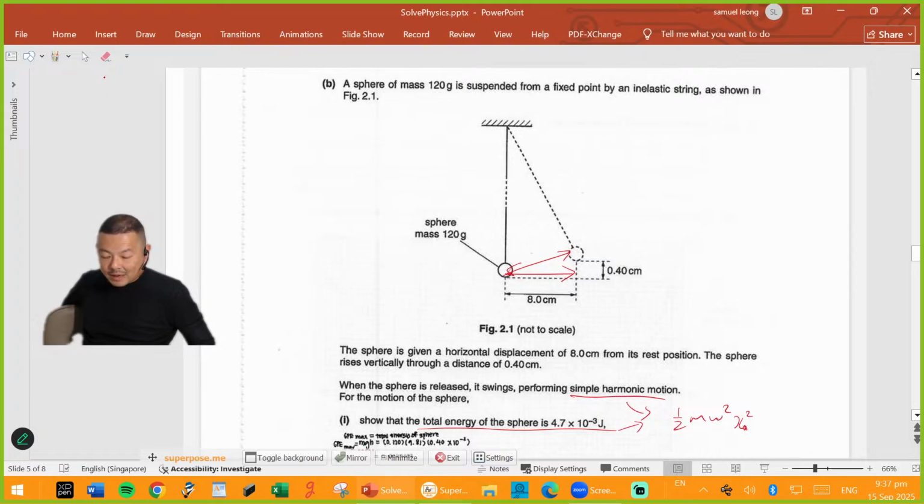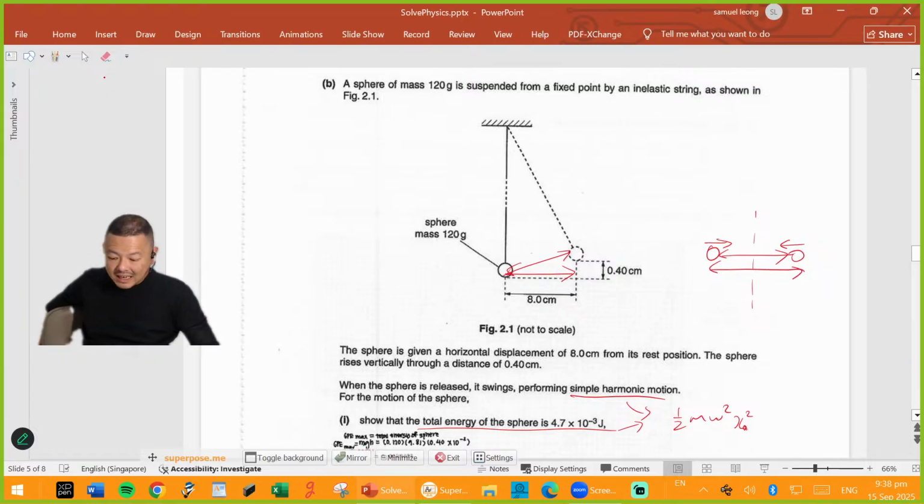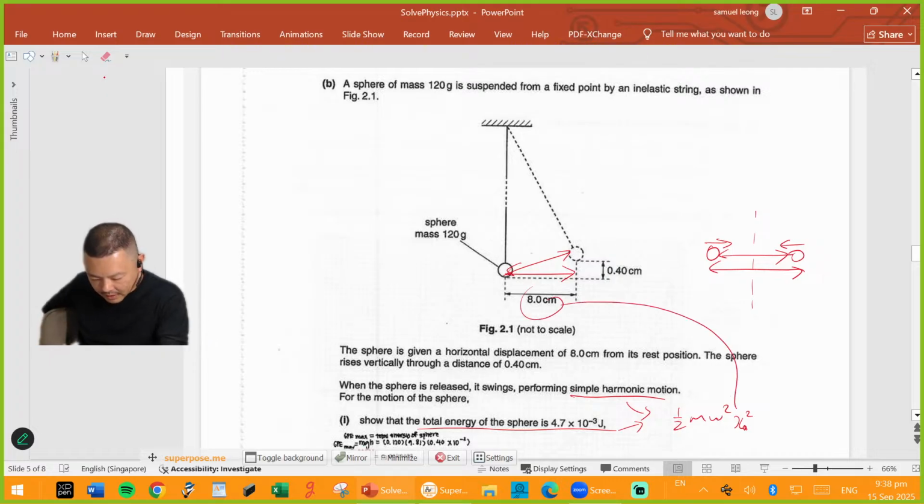What I'm trying to contend with is, by definition of SHM, the displacement should be parallel to the direction of the acceleration, right? So when a pendulum does SHM, we approximate it to be a horizontal motion. That means it goes back and forth horizontally. And if that's the case, then I should just take 8 cm as the amplitude, and then I calculate the thing based on 8 cm. I'll take 8 cm and put it inside here.